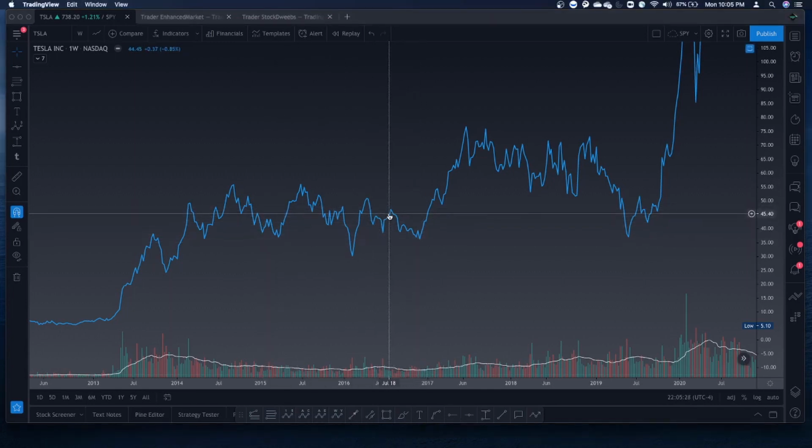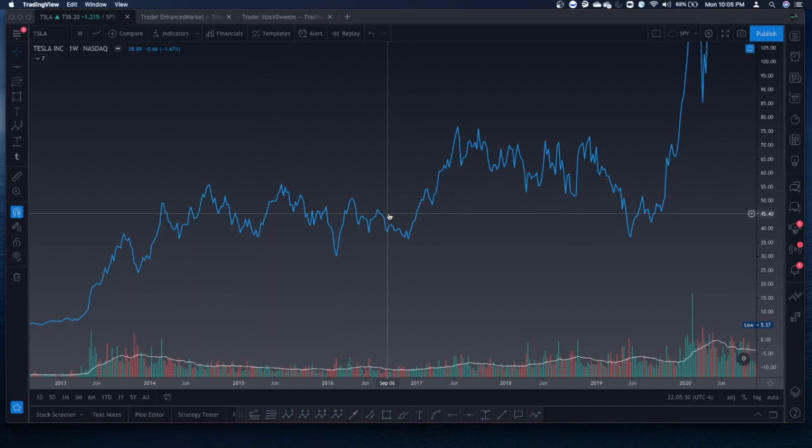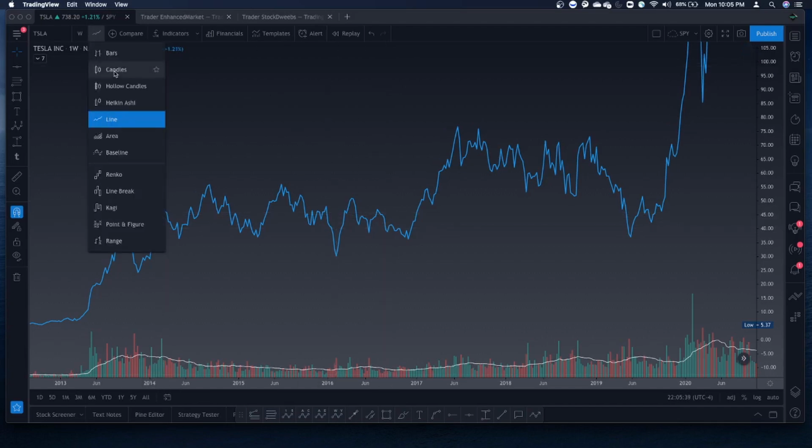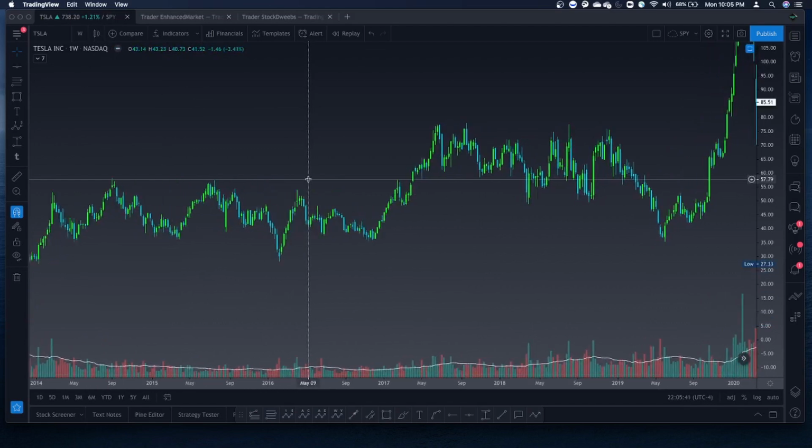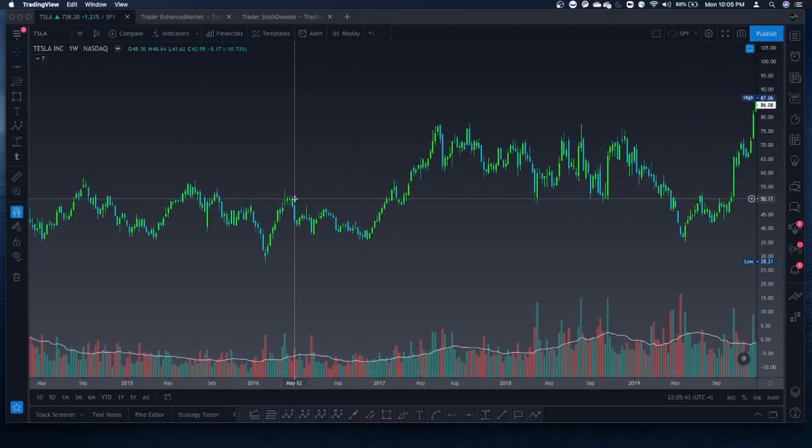And then for the chart, right? So right now I have the line on. When I first started, I was looking at the line, and this is the worst mistake I ever made. Make sure you do not use the line. Use candles. Candles show way more data. They show the open, the close, the high point, and the low point all in one candle.